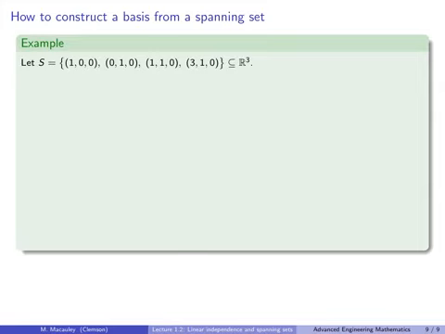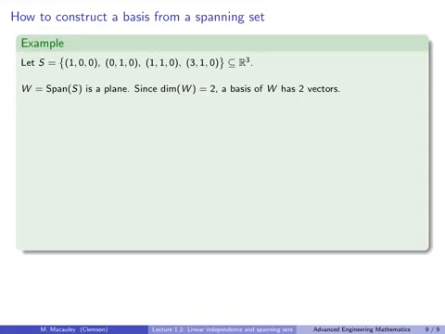Let's do an example. Here's a set of 4 vectors in R3. Right away we know that this is not a basis of anything because it's not linearly independent. So let's see what space this spans. Notice that the z-coordinate in all 4 of these vectors is 0. So in fact, these 4 vectors span the xy plane. We write this as span of S is a plane. Let's call that W. And since the plane is 2-dimensional, any basis of W has 2 vectors.